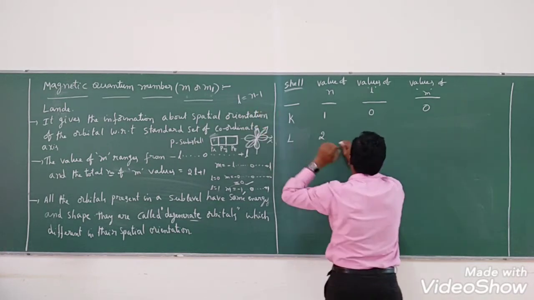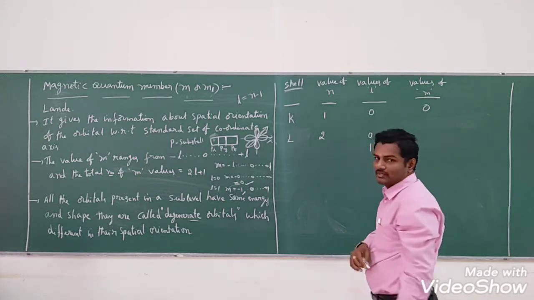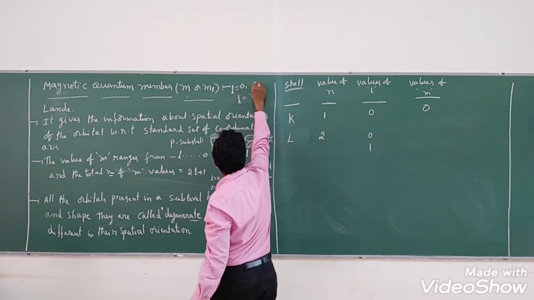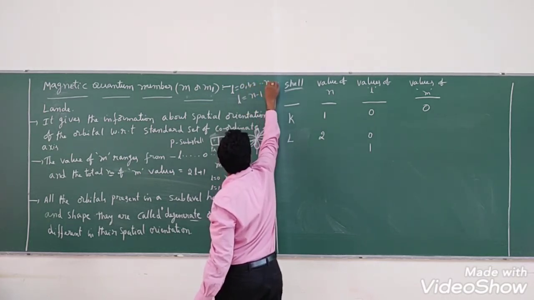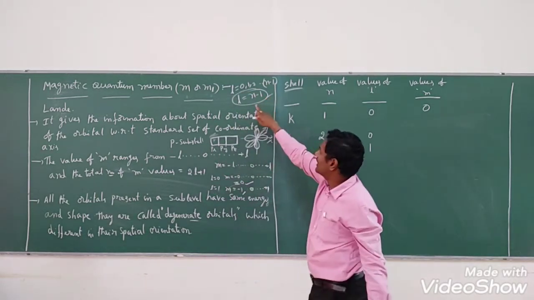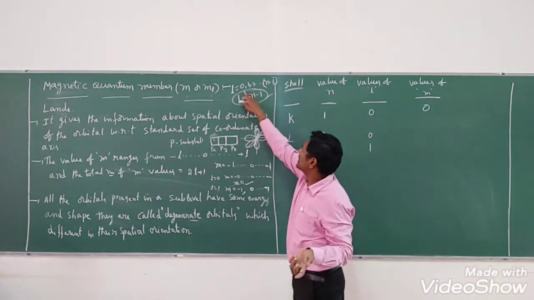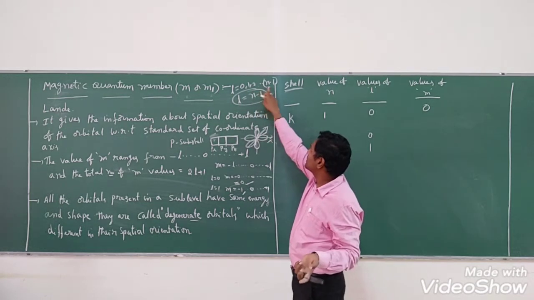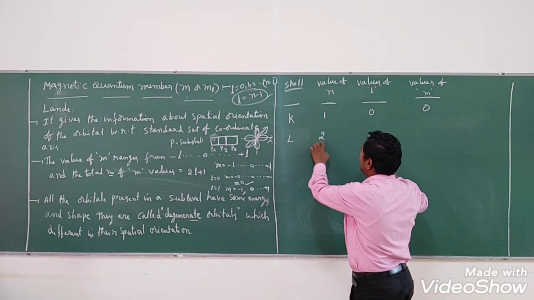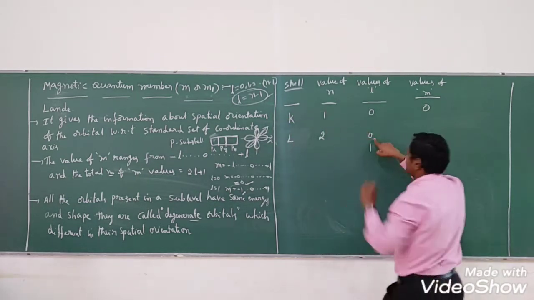2 minus 1. The maximum l value we get is 1, and the minimum is 0. What is the exact formula? l values are 0, 1, 2 and so on up to n minus 1. l equals n minus 1 indicates the maximum l value for a given n. What is the maximum l value for n equals 2? 2 minus 1, so 1 is the maximum. Before that, 0 also, which I have taken, students.